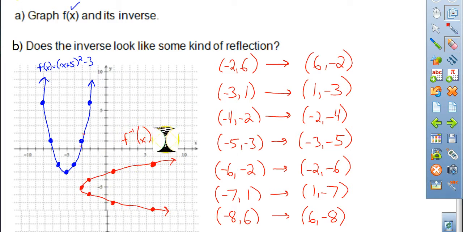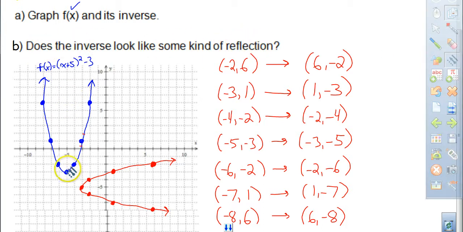We'll be discussing that more in the next unit, but one thing you may remember, the vertical line test says that if you draw a vertical line and it passes through 2 points on a graph, then it's not actually a function. So we're going to have an equation for this eventually, but it's not a function right now. Now this says, does the inverse look like some kind of reflection?